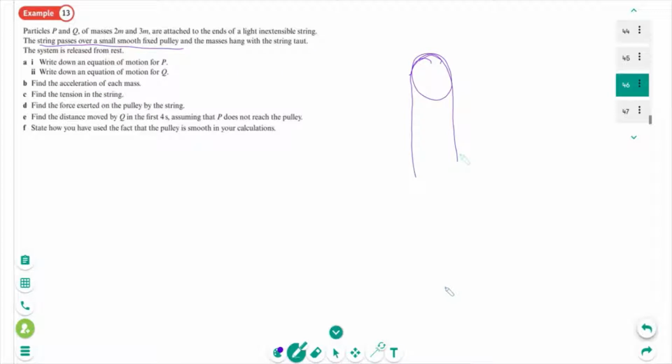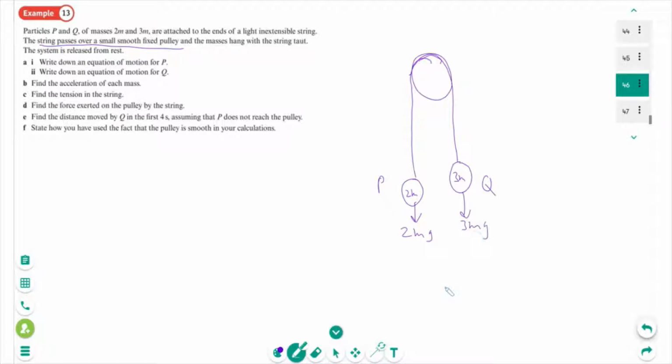Okay, there are two masses on the string, particle P and particle Q. One has mass 2m, the other has mass 3m. So this is particle P, this is particle Q. First thing, these are masses, so they're going to have a weight. To work out the weight, you times by g. So this is the force on the 2m mass, 2mg. This is the weight of the 3m mass, 3mg.